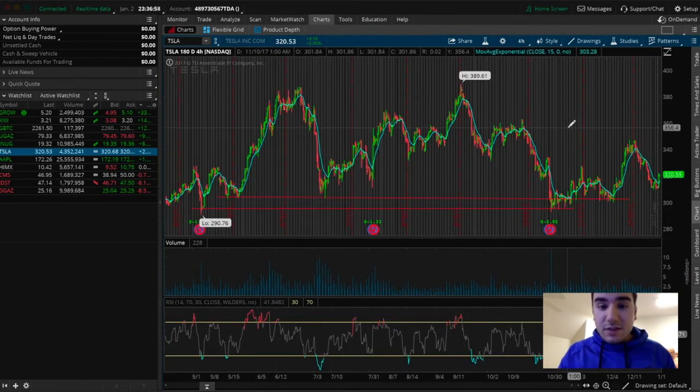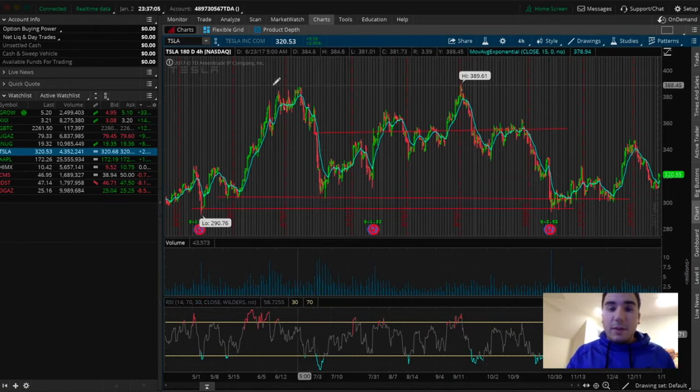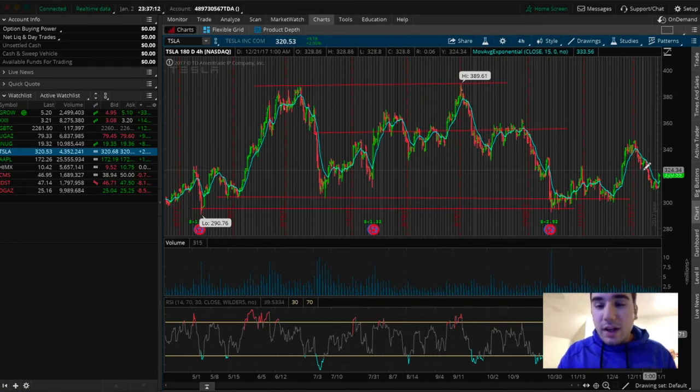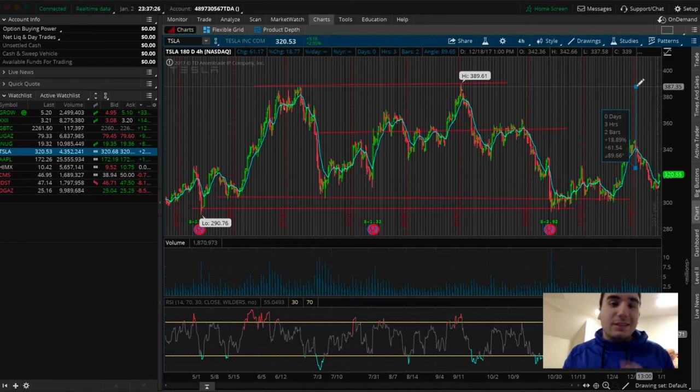We see resistances at $355 right here. That's the first resistance that we have. Then we have another resistance at about $390, and we could see the potential for profit here if we ended up getting in roughly at $320 to $325 is going to be anywhere from about 10% at the $355 sell point and about 18 to 20% if it hits previous resistances of $390 and we sell right around there.